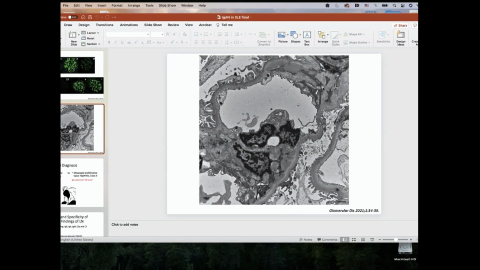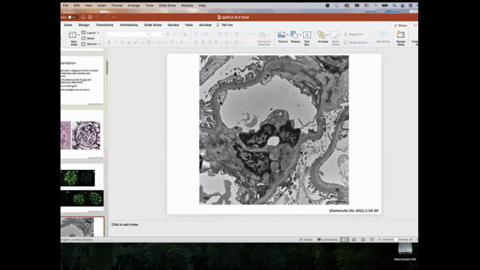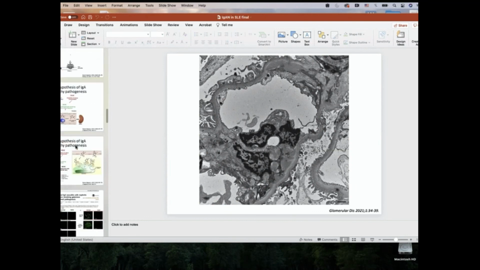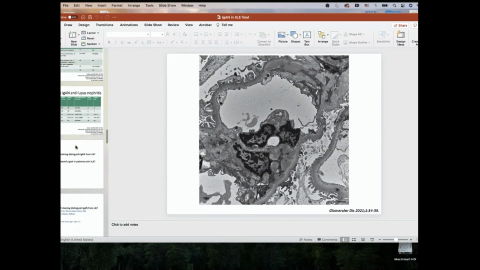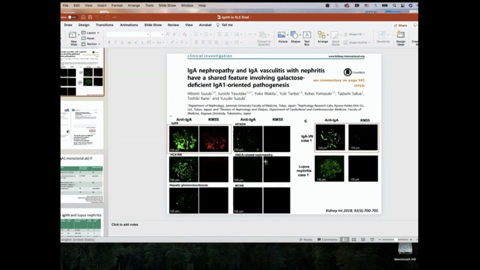Yes. And the second question is, in the studies that you showed with secondary nephritis, secondary to, let's say, cirrhosis or something, some of those patients were actually KM55 positive, if I remember. Is that correct? Yeah, particularly in that one. I don't remember which slide it was, but I think some of them were. The picture, this one, yeah. Okay.